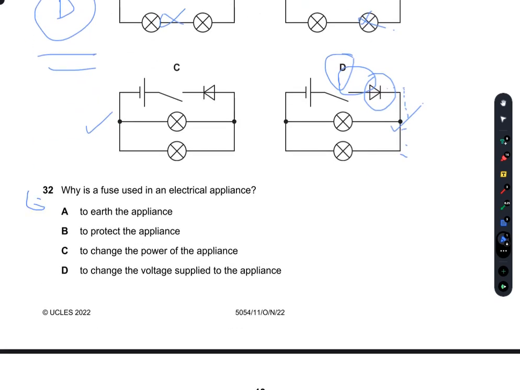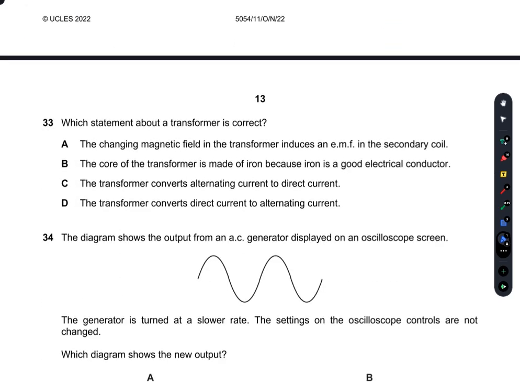Question number 32. Why is a fuse used in an electrical appliance? To earth the appliance? No. Earth wire is used to earth the appliance to protect the appliance from electrical shocks. Yes, this is true. To change the power of the appliance? No, power has nothing to do with the fuse. To change the voltage? Again, voltage has nothing to do with the fuse. So B is the right option.